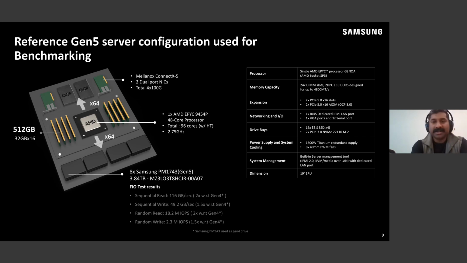A quick overview on the server itself. You can see that it's a single socket, so it has 24 DIMM slots. It has 12 memory channels, and another thing to note here is that it's a 1U. The rack space is going to be just 1U, so it's a very slim device. So it saves on your space also.